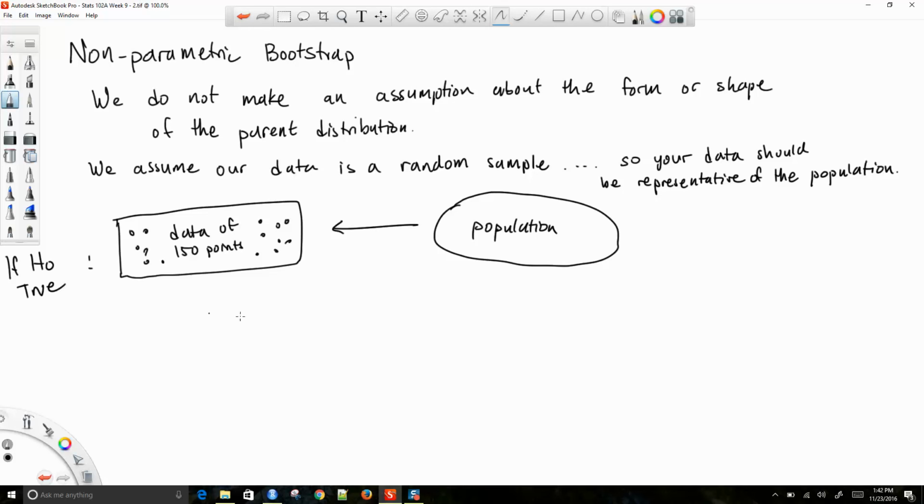And so what we can do is take our data of 150 points and draw random samples with replacement. Ideally, we wish we could sample from the population, but we don't have access to that. So from here, we draw random samples with replacement. With data of 150 points, we're going to draw a random sample of 150 data points from here.